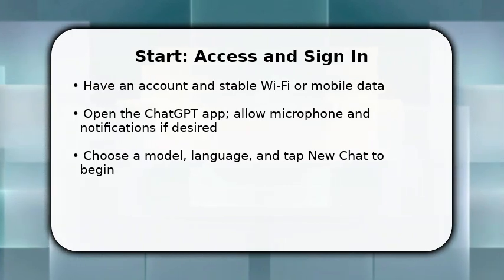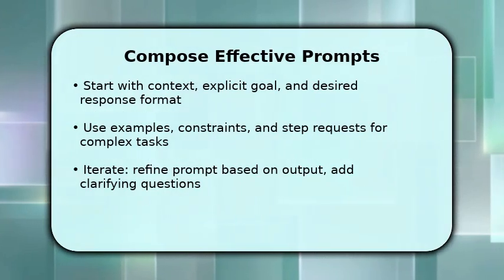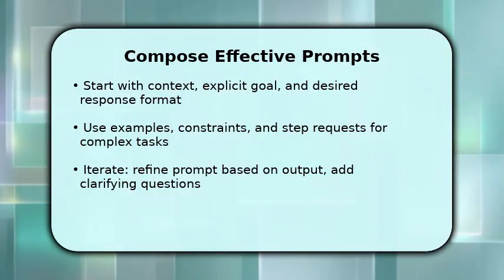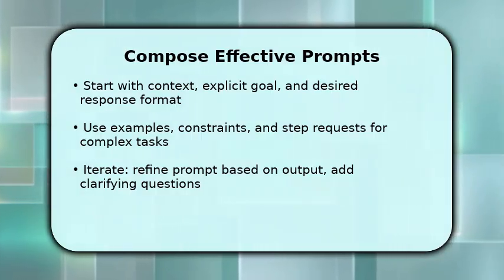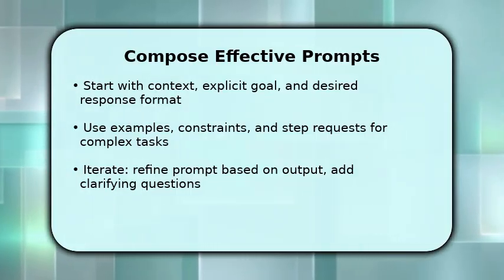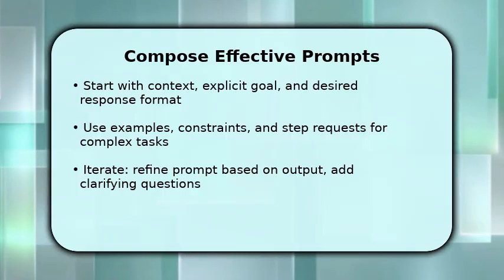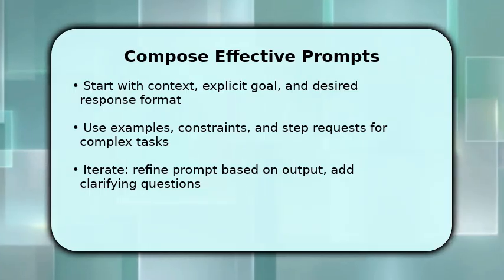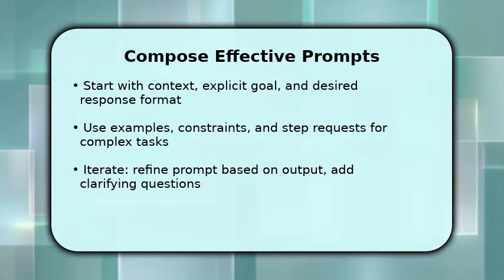You now focus on crafting prompts that get useful answers. Begin with brief context, state the exact goal, and specify the format you want, for example, a bulleted list or code block, so the model knows how to respond. Once done, include constraints like word limits or tone, and provide a short example if needed. This reduces back and forth.